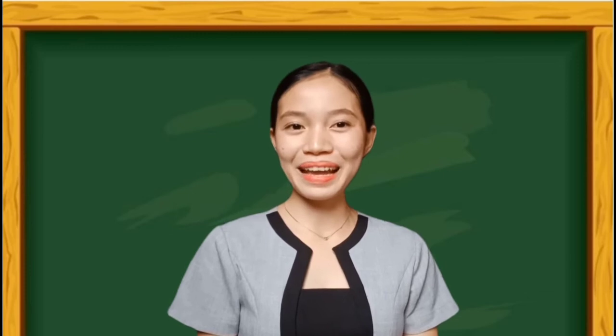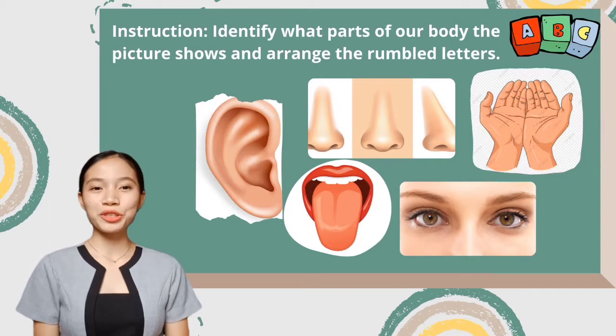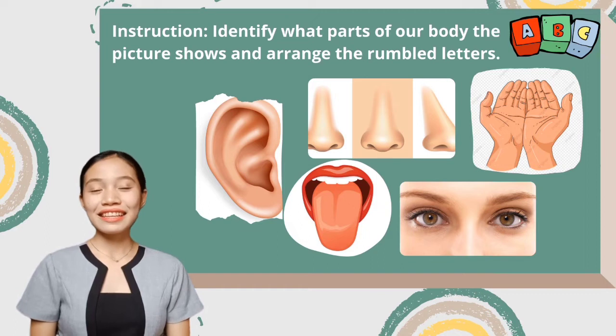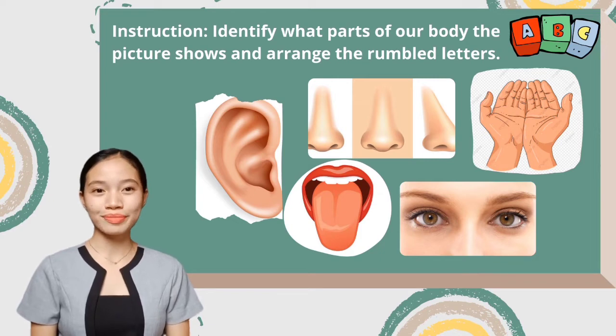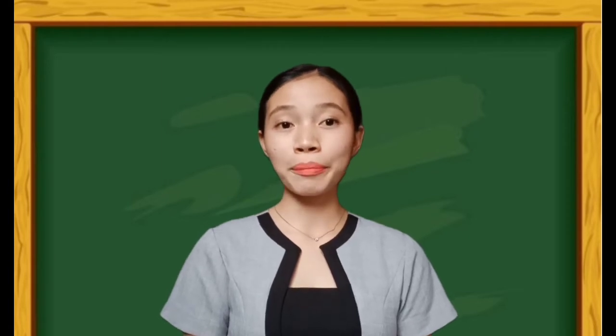Now, who would like to play a game? So, this game is called Get Ready to Rumble. Now, based on the pictures shown, what do you think these are all about? Anyone? Very good. These are parts of our body. And let's see if you can still remember what are the 5 basic human senses. Anyone? Yes, Miss Bai? Correct. These are the sense of sight, the sense of smell, the sense of taste, the sense of hearing, and the sense of touch. In this activity, I want you to identify what parts of the body the pictures show, and I want you to arrange the rumbled letters.